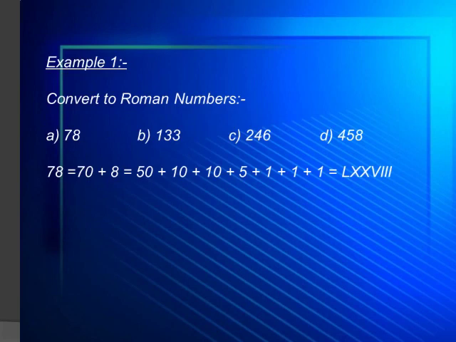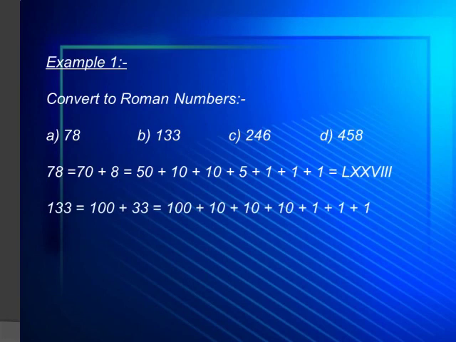Next sum is 133. So how do you write the Roman numeral for 133? 100 plus 33. So for the value of 100 you will write C. For 33, 10 plus 10 plus 10, 1 plus 1 plus 1. So C, X, X, X, I.